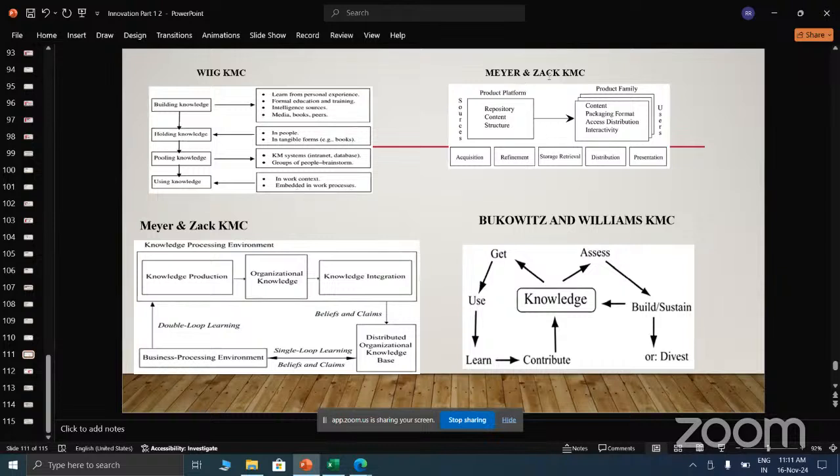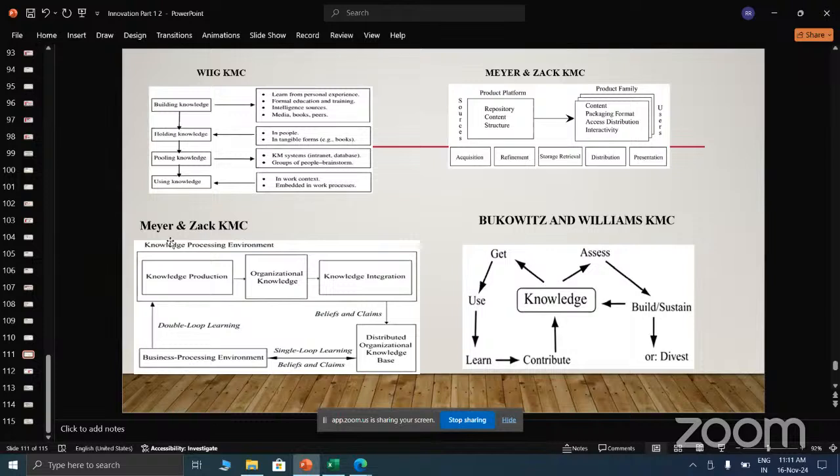The second is the Mayer and Zack knowledge management cycle, which includes product platform and product family. Under product platform, we have repository and content structure. And under product family, we have contents, packaging format, access distribution, and interactivity. This is for users, and this is for sources. So the process includes application, refinement, storage, retrieval, distribution, that is promoting, and presentation of it.